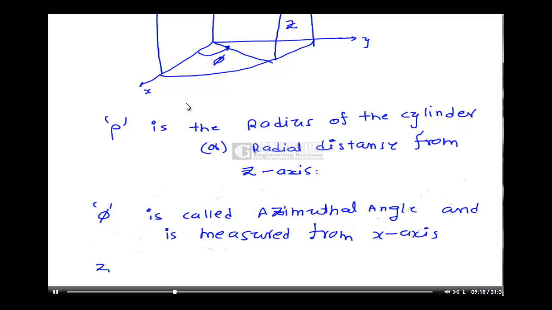And the next one is z. Z is same as in the rectangular coordinate system. That is, this is nothing but height.